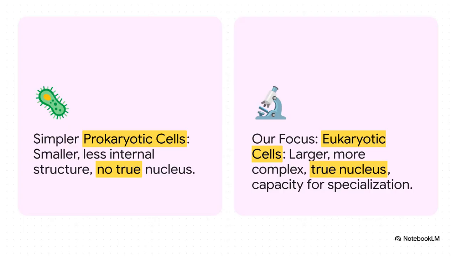Now, when it comes to cells, there are kind of two main blueprints out there. You've got your simpler prokaryotic cells, think bacteria. They're smaller, they get the job done quick, but we're going to focus on the eukaryotic model. Why? Because they're bigger, way more complex, and they have a true command center, a nucleus. And that gives them this incredible capacity for specialization. This is the blueprint for you and me.